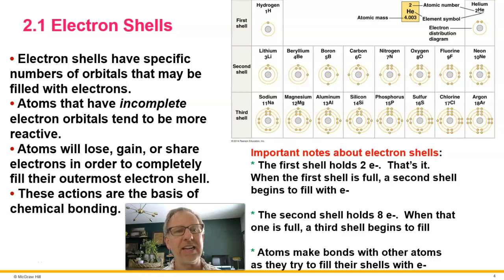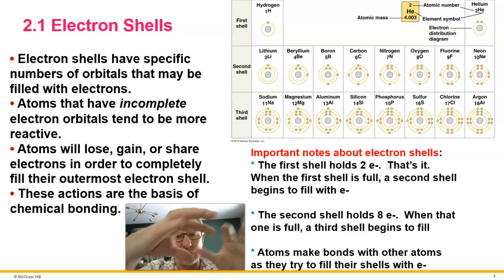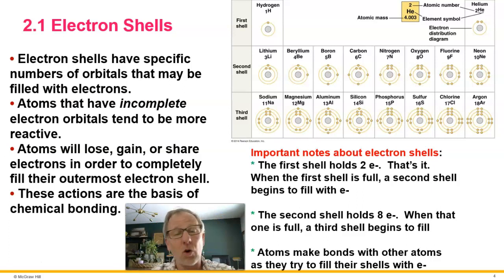Now, atoms that have incomplete electron orbitals, another way to translate that is the outer shell of electrons around an atom, if it's not completely full, incomplete, those atoms are the most chemically reactive. Those are the ones that we encounter the most in the subject of chemistry, the ones that do not have their outer shells filled with electrons. So that's going to be a focus here. Remember this. Atoms will lose, gain, or share electrons in order to help completely fill their outermost shell.